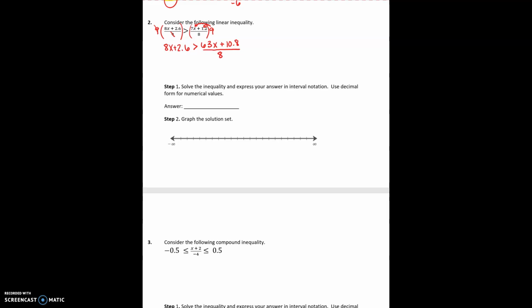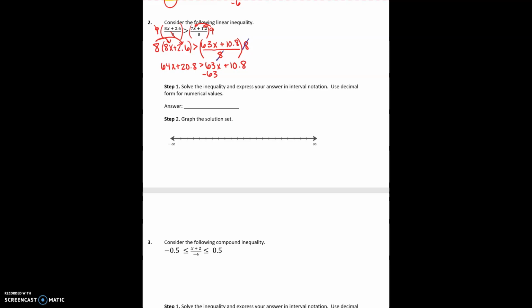Well, now we're going to pretty much do the same thing, except multiply by 8 on both sides. And you can do that in one step if you want to. Now these 8's over here will cancel. And on the left-hand side, this 8 will need to be distributed. Okay, so now we'll have 64x plus 8 times 2.6, which is 20.8, is greater than 63x plus 10.8. All right, so now this kind of looks like our previous problem. We still do have some decimals, but that's all right.